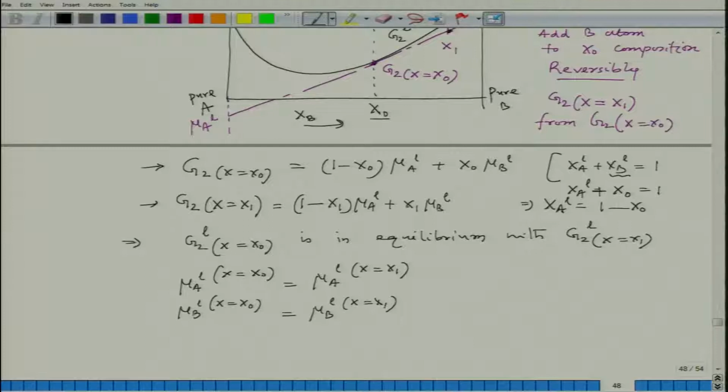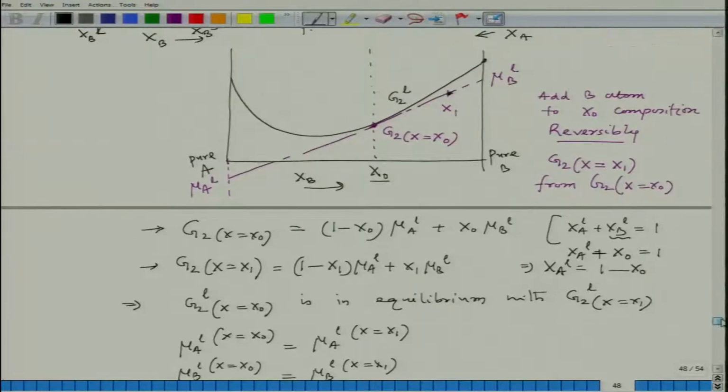So, as per our equilibrium concept, these two points are in equilibrium. These two points, this one as well as composition x1 and x0, are in equilibrium.